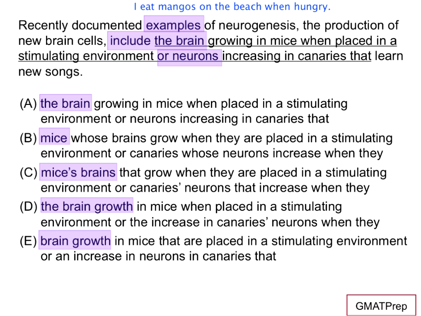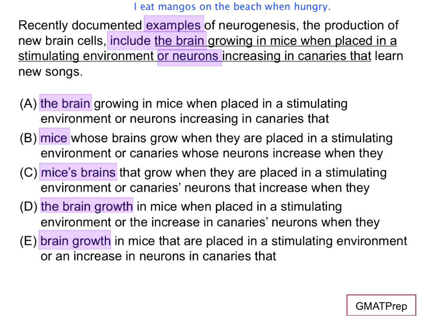So, on the beach is a modifier, and prepositional phrases usually have to be pretty close to the thing that they're talking about, especially if they're talking about a noun. When hungry, yeah. So what's that talking about? Oh, it's when I'm hungry. It's not when the beach is hungry, right? So technically, this sentence is totally correct. You can say this. Most people don't. Most people would say when I'm hungry. But you can say that.